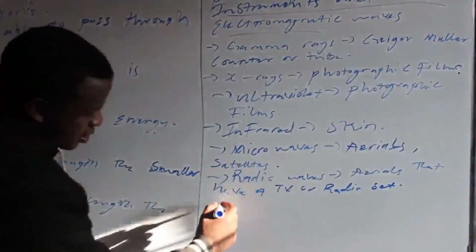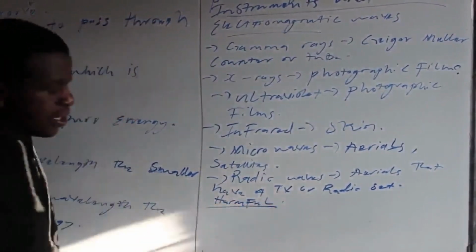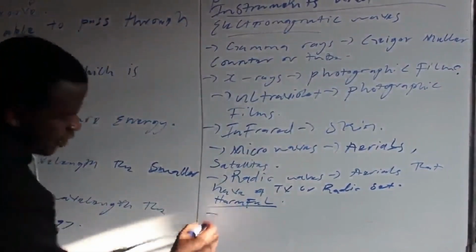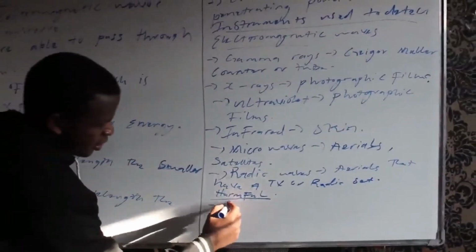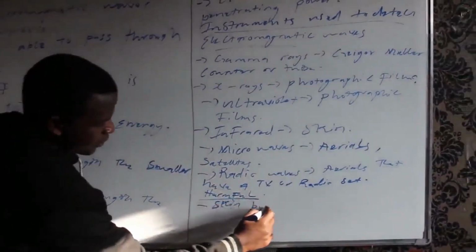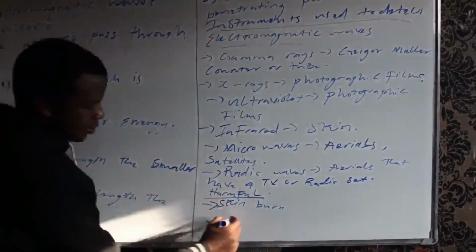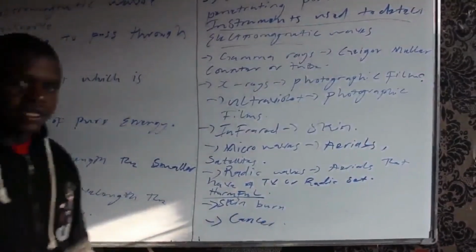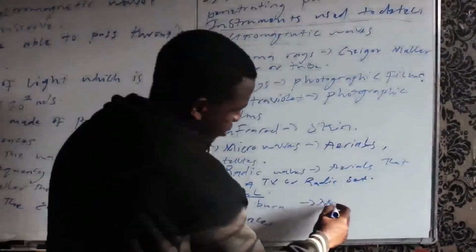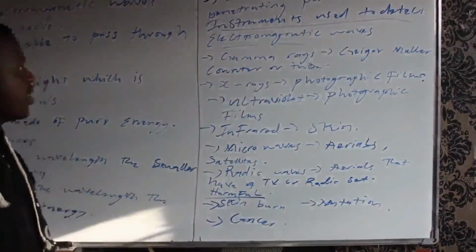Then the harmful effects of these electromagnetic waves. The first harmful effect is that they cause skin burn. The other harmful effect is that they cause cancer. And the other harmful effect is that they cause mutation. So we are done on the electromagnetic spectrum.